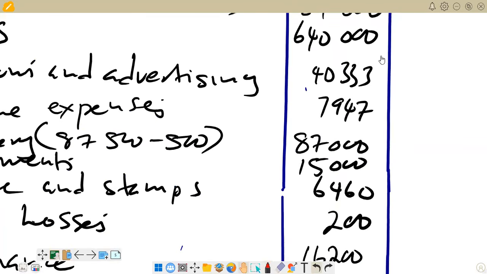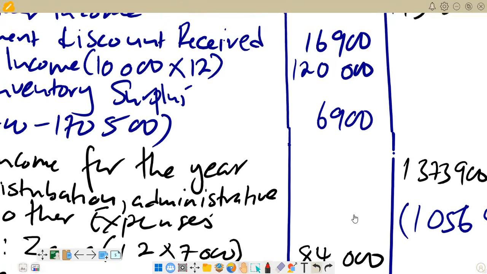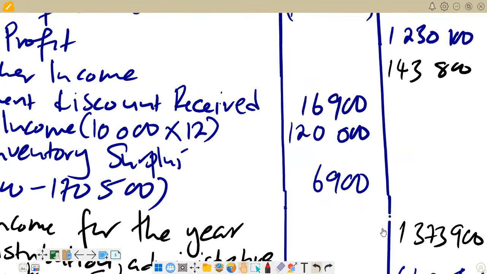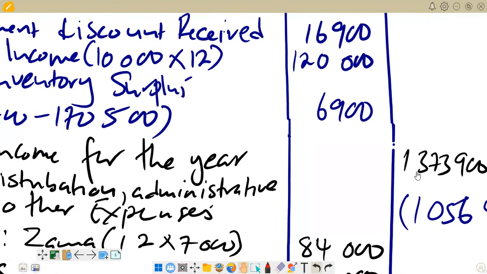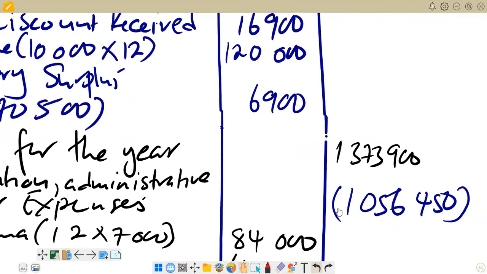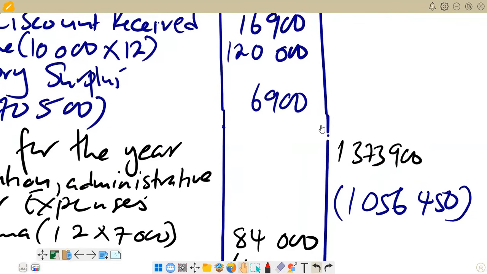These figures that we are having here, we're saying this figure that we are having there, 1,373,900. We subtracted 1,056,000 here for our other expenses. Then we subtract the finance cost. Then we got the figure for profit for the year. So this is what we have, guys.